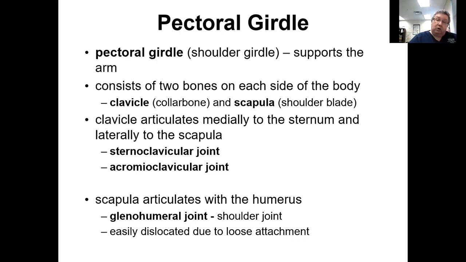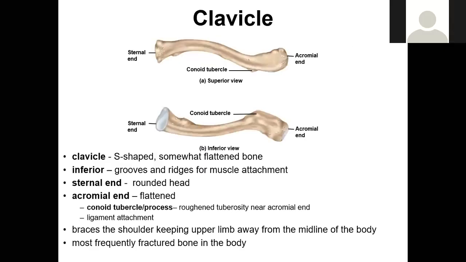So you're going to need to know the 3 joints of the shoulder: sternoclavicular, acromioclavicular, and the glenohumeral joint. And again, the names are telling you what bones are articulating together. Glenohumeral is the glenoid fossa and the humerus. Acromioclavicular is the acromion and the clavicle. Sternoclavicular is the sternum and the clavicle.